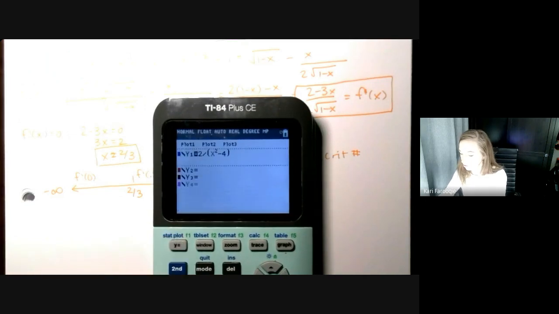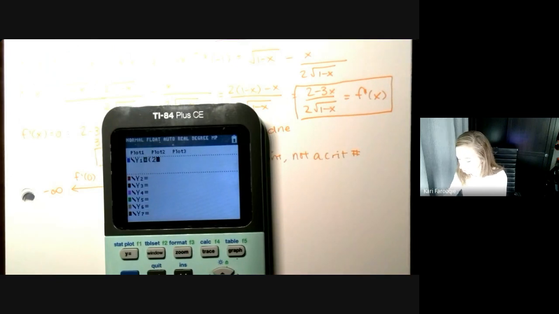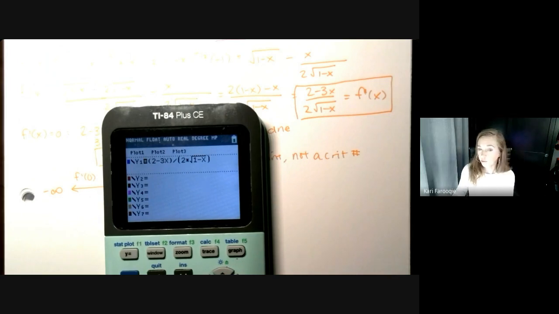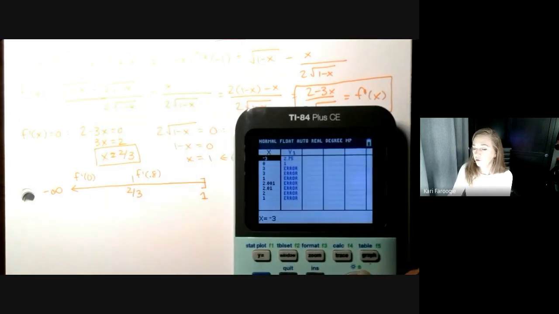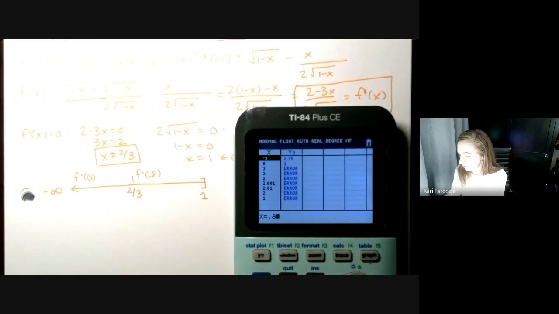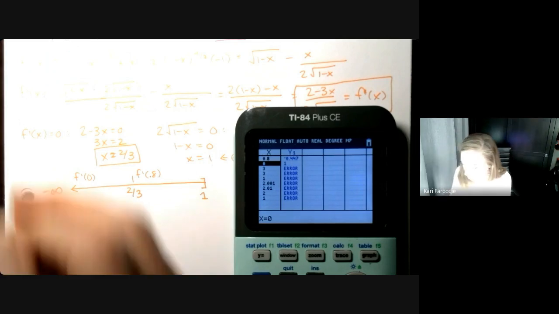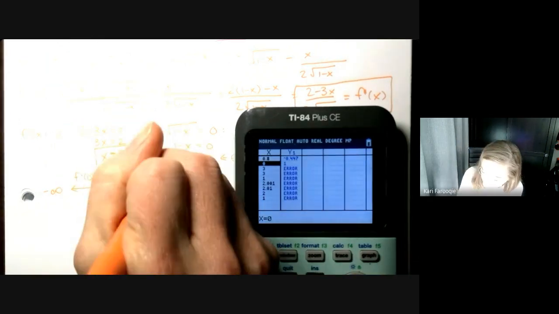Quick trick here. I'm going to enter the first derivative, which is 2 minus 3x in the numerator. I'm going to put parentheses around that, divided by 2 times the square root of 1 minus x in the denominator. That's my first derivative. I'm going to evaluate it at these two test numbers, so I'm going to go to my table. The two numbers in question are 0, which is already there, and 0.8. So at 0, we get 1, and at 0.8, we get negative 0.447.